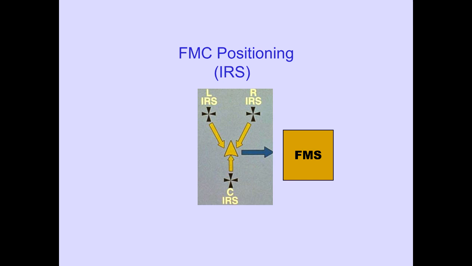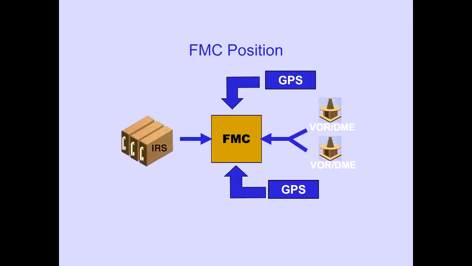FMC positioning usually combines the 3 IRS positions into one by using the weighted average of the 3 IRSs. The GPS position is sent directly to the FMC. The FMC uses the sensor satellite integrity monitor to determine if the position is valid. If valid, the GPS position is directly used as the current position.